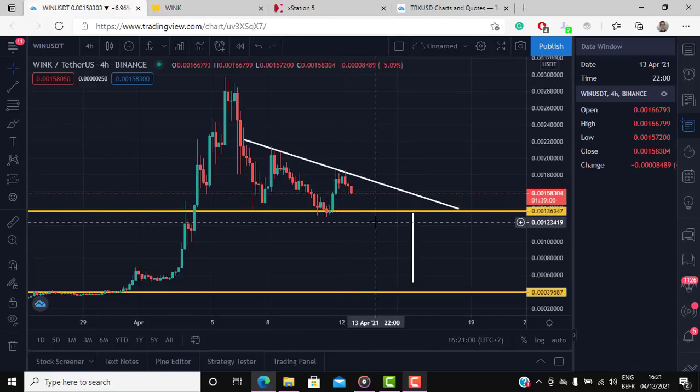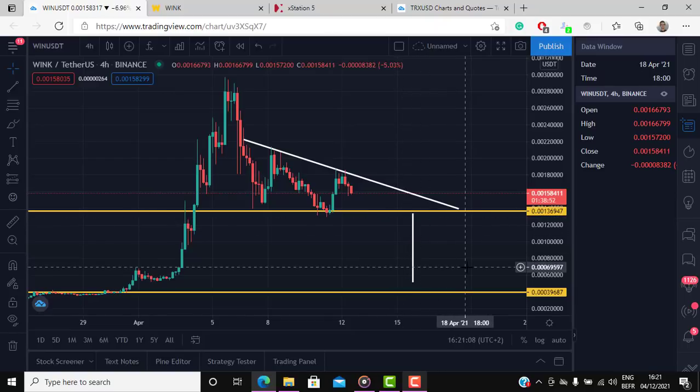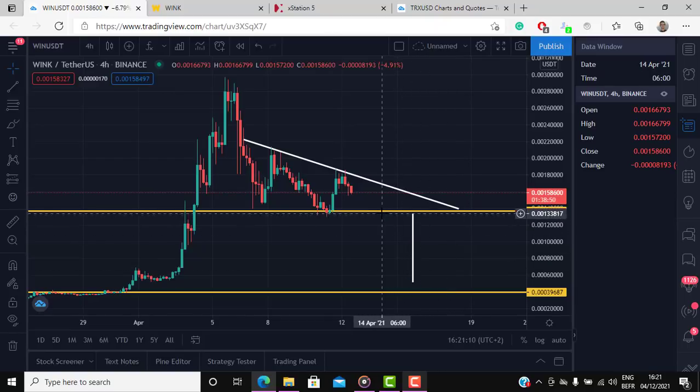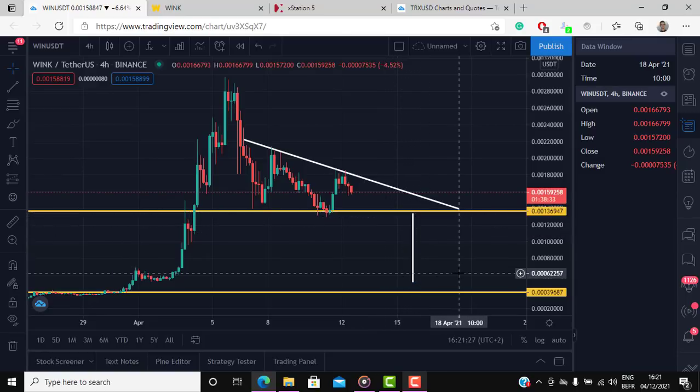If you're looking to short it, you wait for a break below this descending triangle. We might go straight lower, or we might go here, backtest, and then keep dipping lower. So you can short half of the position, and then when we backtest, you short the other half. For example, if you wanted to short 10,000 Wink, you would short 5,000 first, and then if we do backtest, you short the other 5,000 as well. These are some risk management tricks that you can use.